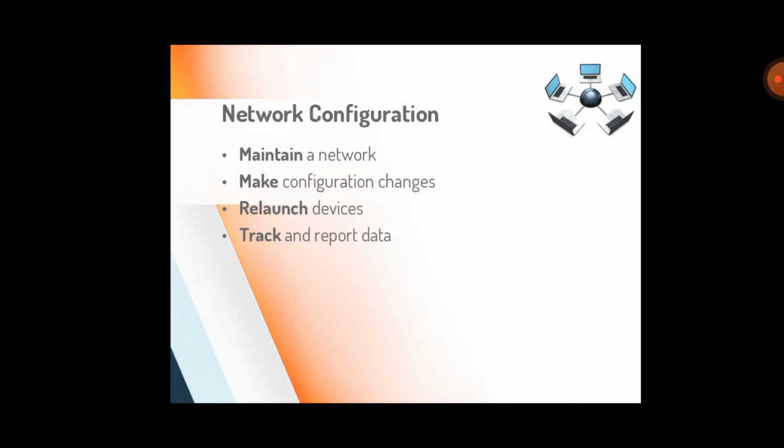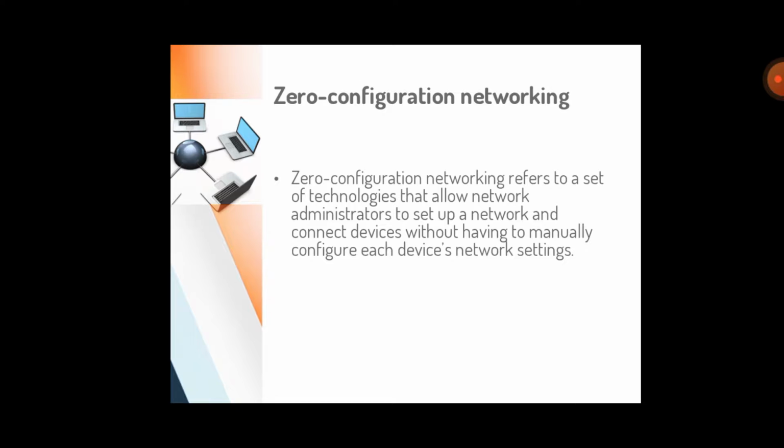Network configuration can also be automated and managed via a centralized configuration manager, a Network Configuration Manager, further reducing manual IT workload and making it easier to maintain a network, make configuration changes, relaunch devices, track and report data. Some network configuration basics include switch and router configuration, host configuration, software and firewall configuration, and network topology, which can be controlled through REST APIs.